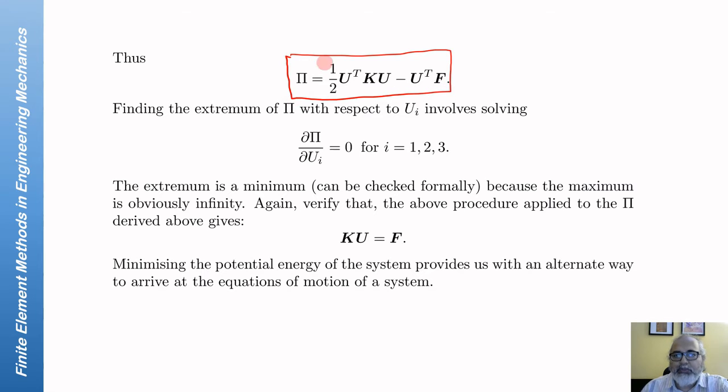And now we have to minimize this, which means that if we take u1, u2, u3 to be the independent variables, we must ensure that del pi by del ui, i going from 1 to 3, is equal to 0. That gives us three equations, and these three equations have to be satisfied because the principle of minimum potential energy demands that pi must be a minimum at equilibrium. So at equilibrium, these three equations must be satisfied. You might ask at this stage, how do I know that this gives me a minimum?